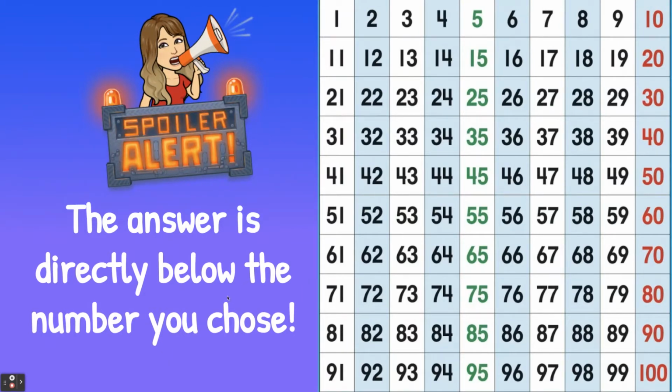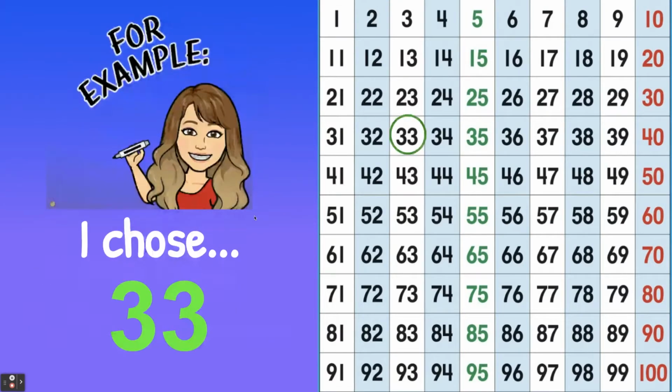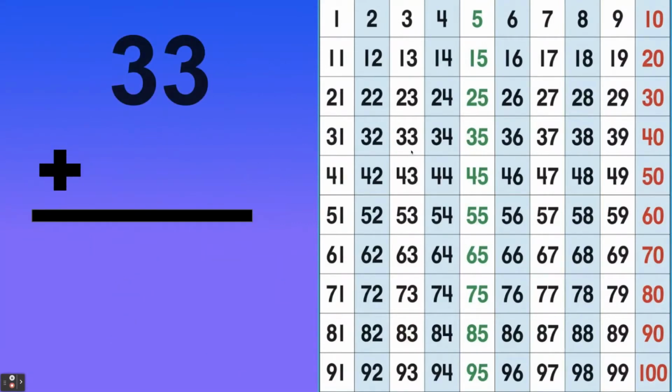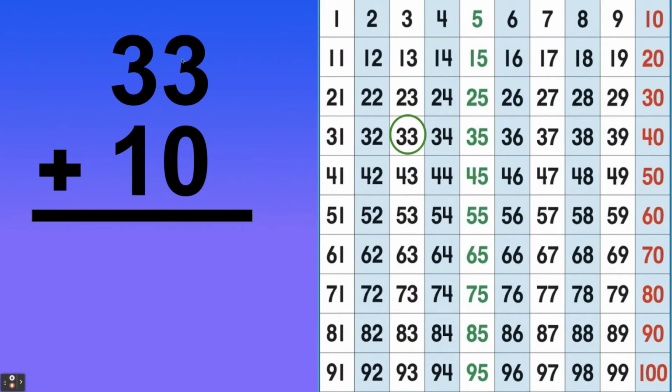Were you counting 10? Were you counting 10 more to get your answer? Guess what? I have an easier way. So, for example, I chose the number 33. 10 plus 33, or 33 plus 10, we can solve it using addition, right? And it's going to take us a little bit of time. So let's start in our ones place. 3 plus 0 is 3. And 3 plus 1 is 4. So the answer is 43. 33 plus 10 is 43. Look at that. It was the number right below it on the hundreds chart.